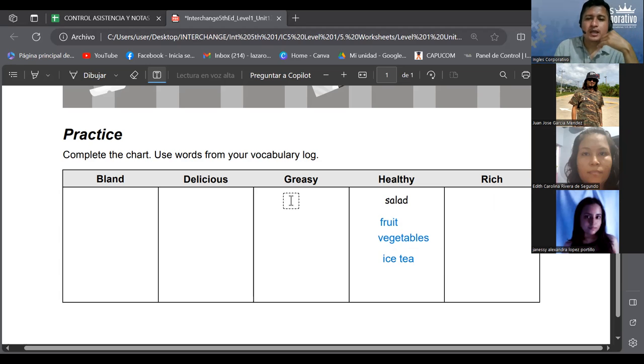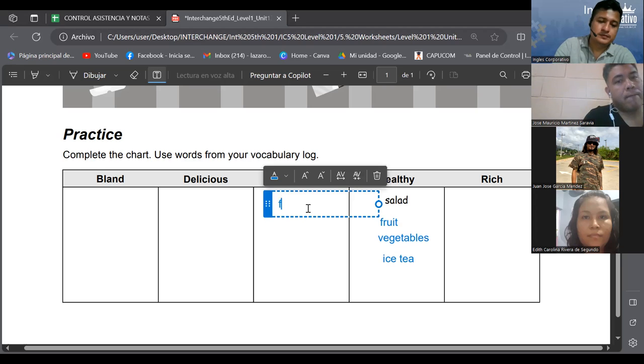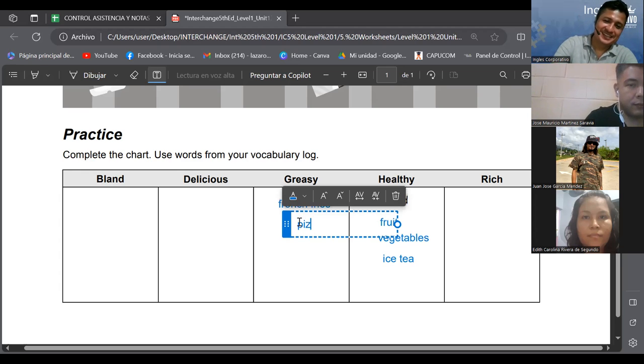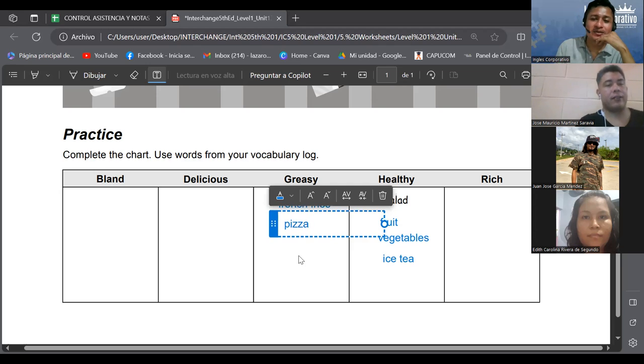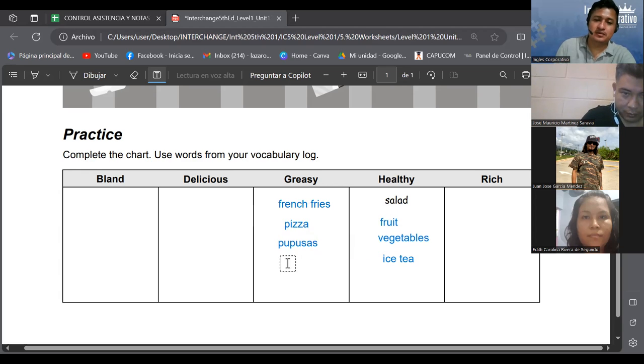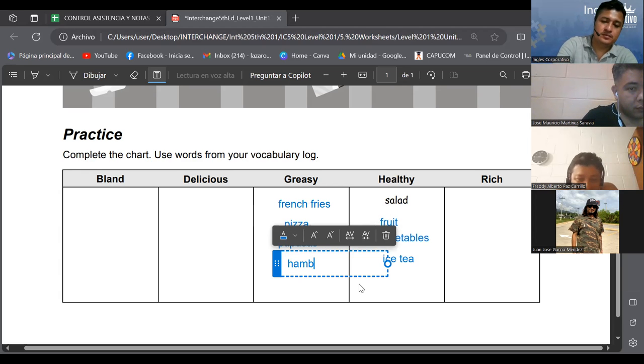What about greasy? Greasy food. French fries. Exactly right. French fries. Yes? What else? Pizza. Exactly right. Yeah, Little Caesars. Okay, very good. Pizza. Hamburgers, exactly. Oh, pupusas, right? Pupusas, very good. Hamburger. Yeah, that's a greasy thing, right?